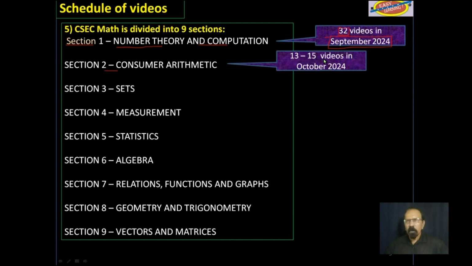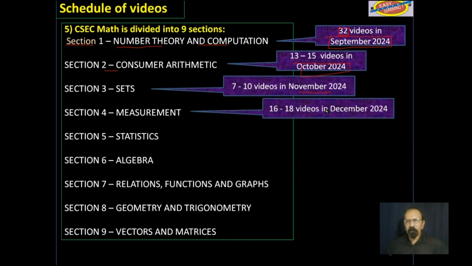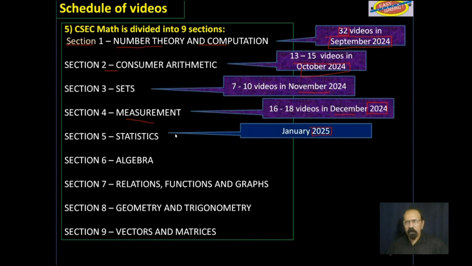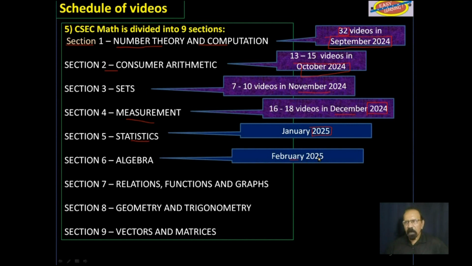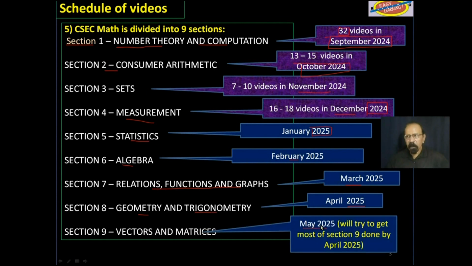Section 2, by the end of October 2024. Section 3, November 2024. Section 4, December 2024, that's by year end measurement. January 2025, we begin with statistics and continue February with algebra. March, relations, functions, and graphs. April, geometry and trigonometry. And finally, by May, hopefully by mid-May, vectors and matrices.